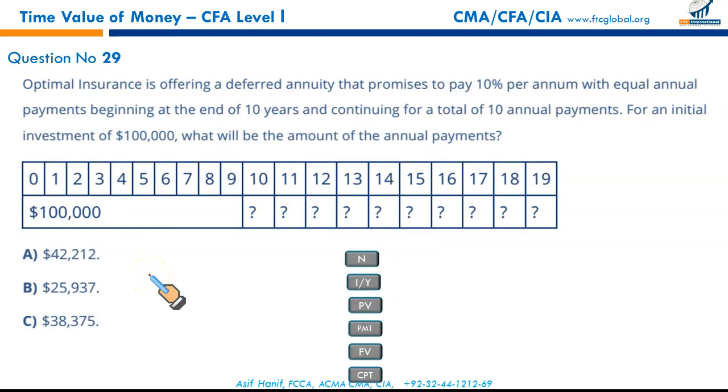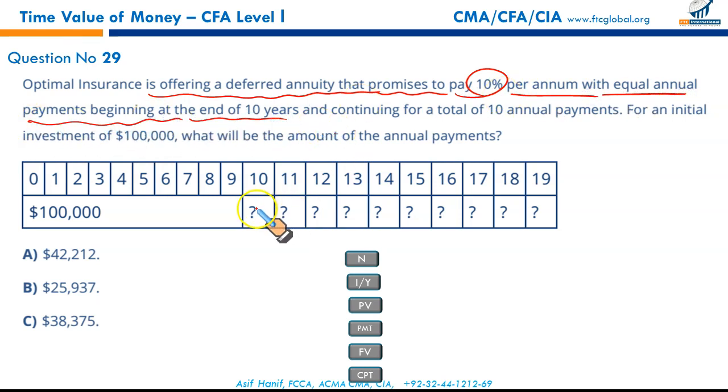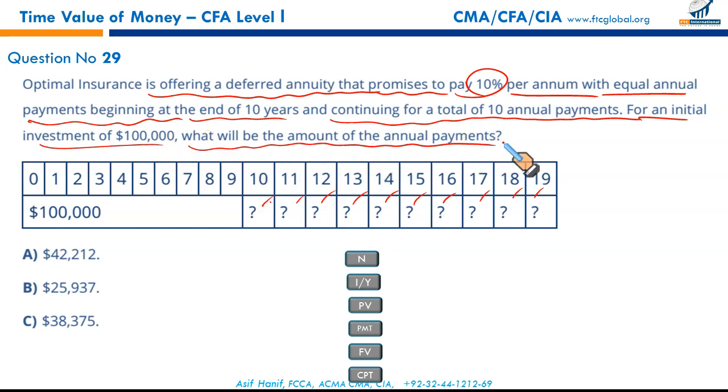Now this is a good one. Optimal Insurance is offering a deferred annuity that promises to pay 10% per annum with equal annual payments beginning at the end of 10 years, continuing for a total of 10 annual payments. 1, 2, 3, 4, 5, 6, 7, 8, 9, 10. So remember, it is starting at the 10-year period. For an initial investment of $100,000, what will be the amount of annual payments? This is what you are paying now, $100,000. This $100,000 will be what amount at the end of year 10?